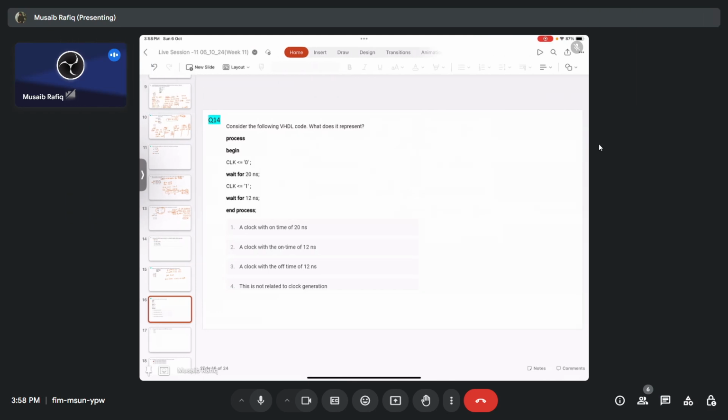So the answer to this is option 2. We have a process and there is nothing in the sensitivity list. That means it's a never ending process. So clock gets assigned 0 and will wait for 20 nanoseconds. Then clock gets assigned 1 and will wait for 12 nanoseconds, and it will repeat again and again.